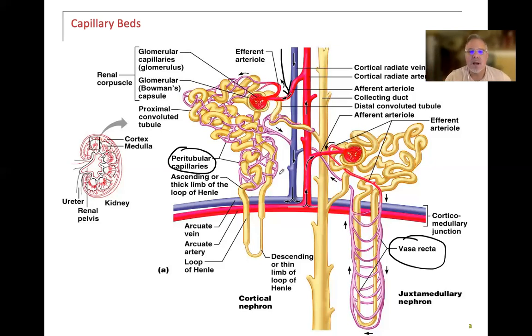Okay. So going back, we have now filtrate being pulled out into the proximal convoluted tubule. So that's the first part. Then we have our descending limb of the loop of Henle. And right here, it's the thick descending limb. Then here, we have the loop of Henle. Then we have the ascending limb going up this way.